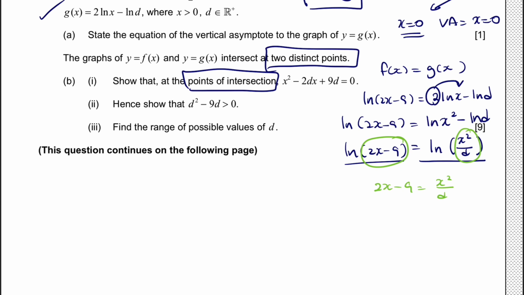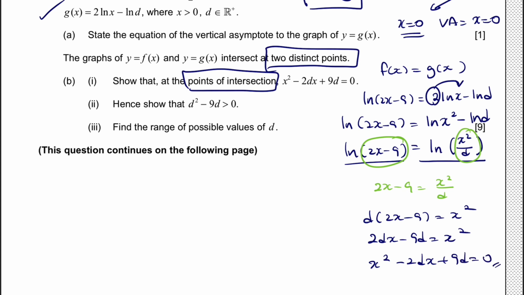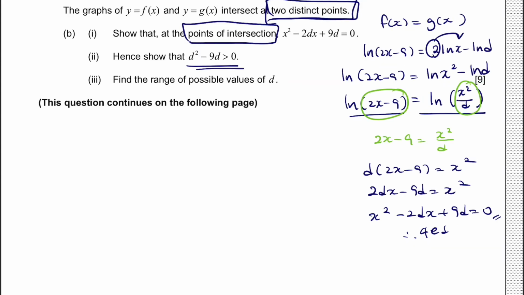Then using this information, we can say d times (2x minus 9) equals x squared. Then 2dx minus 9d equals x squared. Then x squared is the same as x squared minus 2dx plus 9d equals 0. So we have shown that at the point of intersection, x squared minus 2dx plus 9d is equal to 0, QED. Okay? Okay, then let's talk about B(ii).